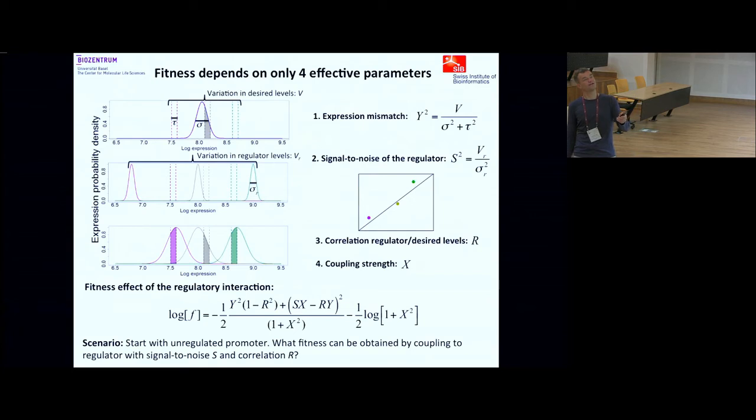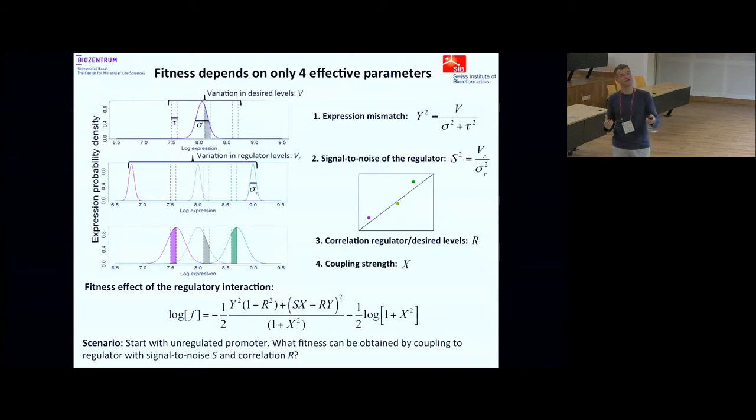The second one is the signal-to-noise level of the regulator. It basically measures how much the mean of the regulator varies across environments relative to the width of the distribution of the regulator in each environment. So if this is high, the regulator is very accurate. If this is low, the regulator is very noisy. The third one, and this is a very obvious one, is how well do the levels of the regulator across conditions correlate with the target levels across conditions? So is the regulator going up and down in the way that you desire, right? There is just a Pearson correlation between those two things.